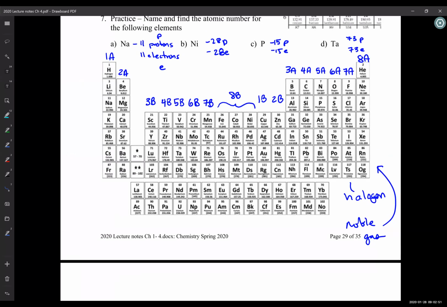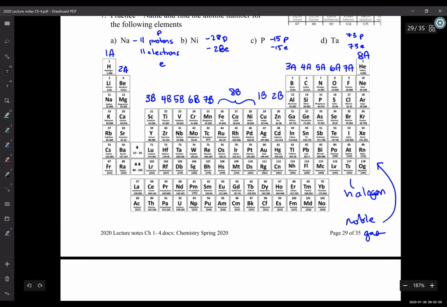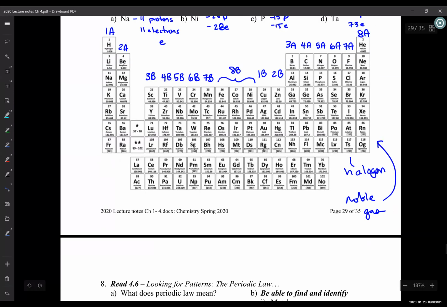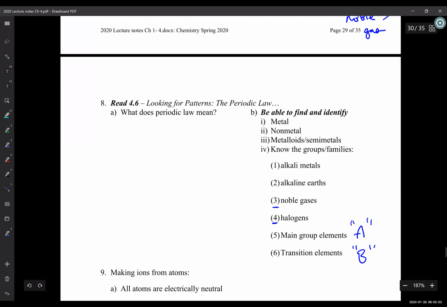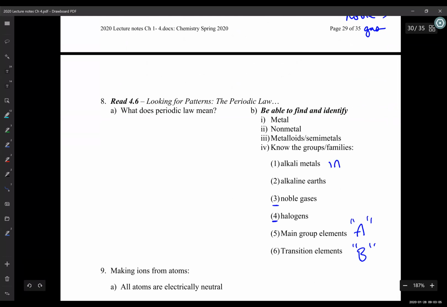And then there's the alkali metals and the alkaline earth metals. So these are the alkali metals here, 1A. So that's down here. This is 1A. This is 2A. This is 8A. Oh, sorry, I'm doing Roman numerals again. This is 8A. And this is 7A.